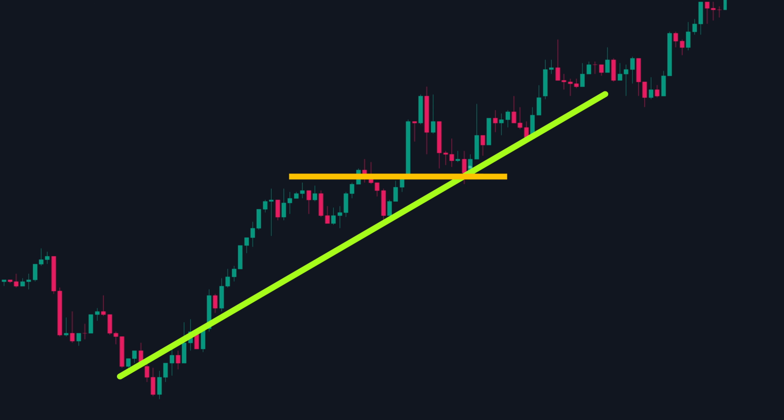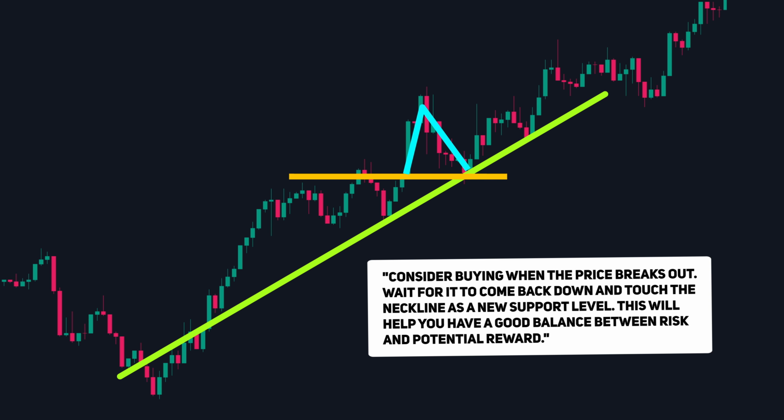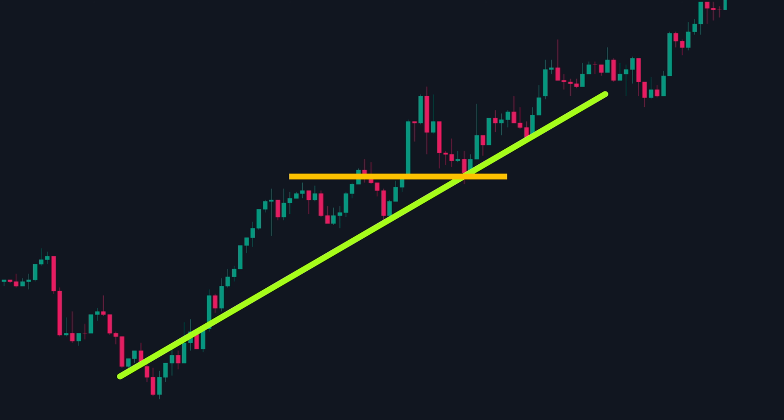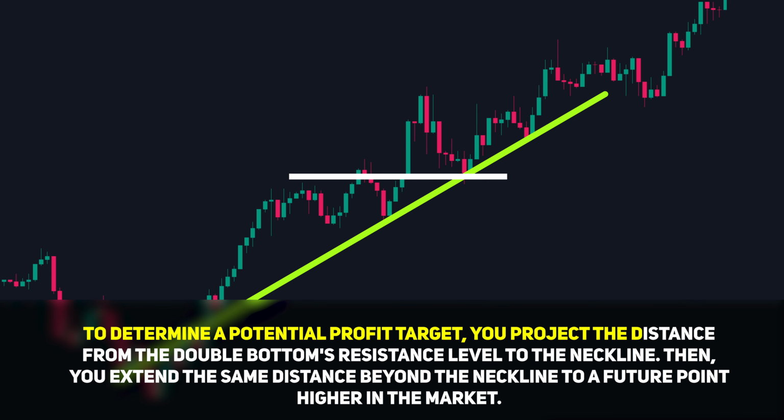However, it's crucial to understand that the initial breakout is not what triggers the trade setup. What we're looking for is a retest of the neckline as new support. This ensures a favorable risk-to-reward ratio, which is crucial for successful scalping. Take note of how, in this example, the market retests the neckline and treats it as new support. This is where we have the opportunity to go long. To determine a potential profit target, you can project the distance from the double bottom's resistance level to the neckline. Then, extend the same distance beyond the neckline to a future point higher in the market.